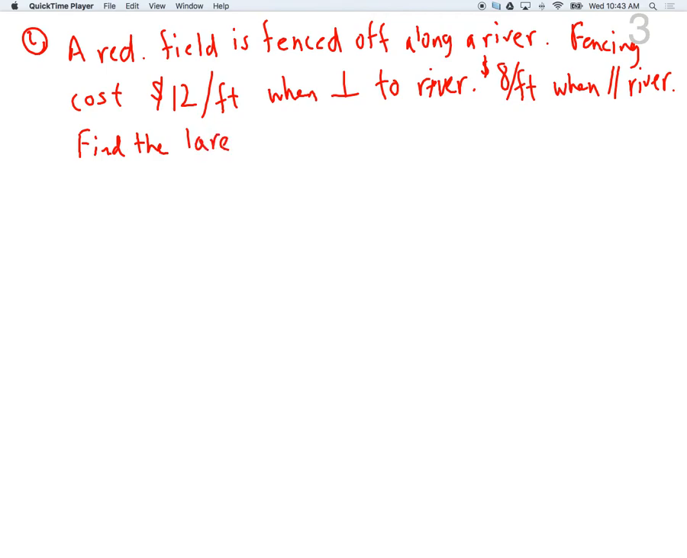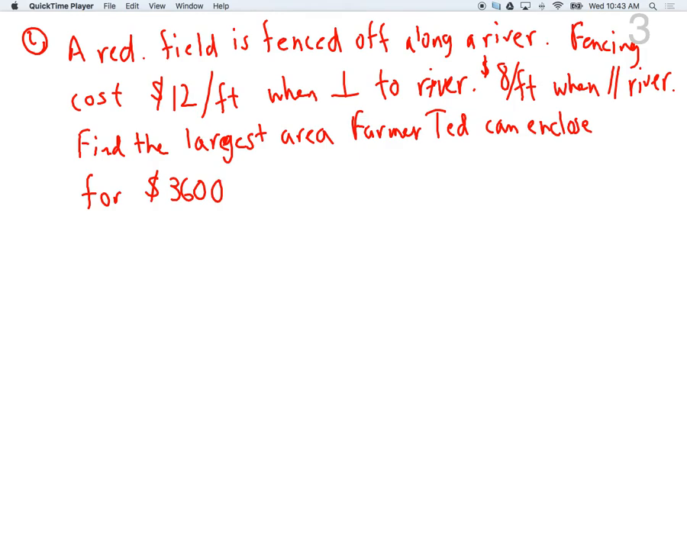Find the largest area Farmer Ted can enclose for $3,600. Let's start with a picture.